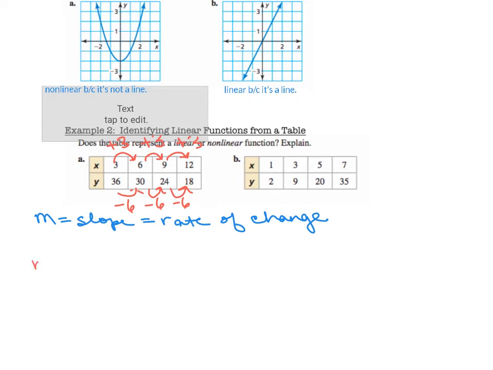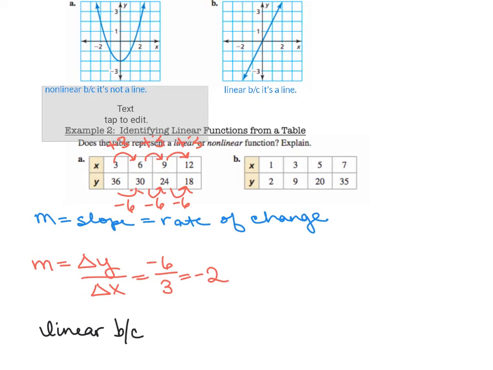So the rate of change is the change in y over the change in x. So for letter A, change in y is always -6 over 3, which means your rate of change is -2. And since your slope, your rate of change, is constant, it is always -2, you have a linear function. Linear because the rate of change is constant.